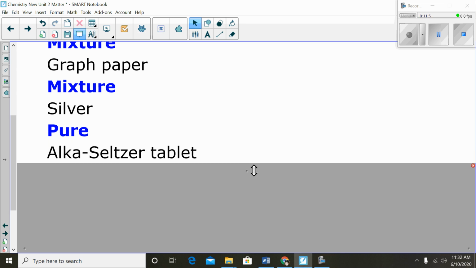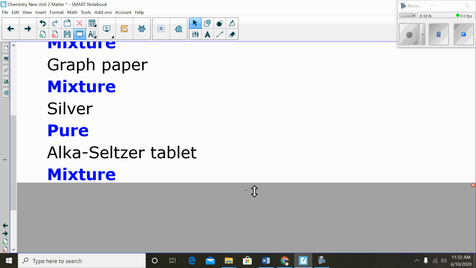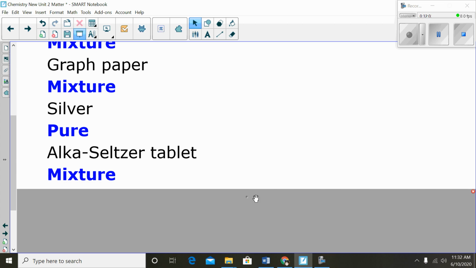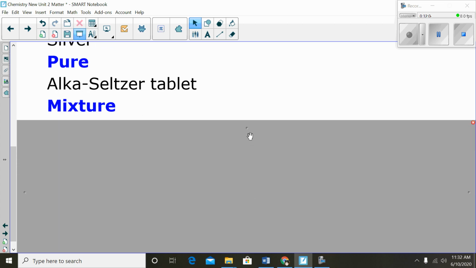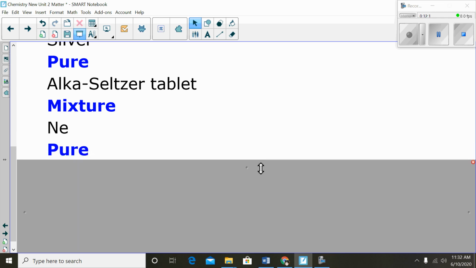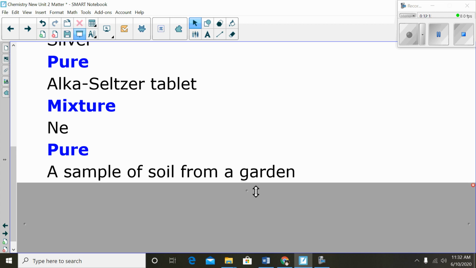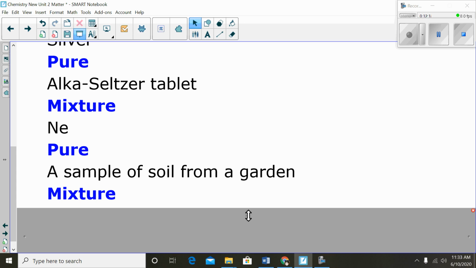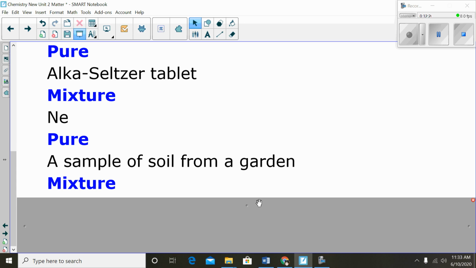How about an Alka-Seltzer tablet, right? That's kind of like medication. I know that maybe looks pure, but you cannot see Alka-Seltzer on the periodic table. That's actually a mixture. There's several things that make up that Alka-Seltzer. Ne is the symbol for neon, so that would be an element, which makes it pure. A sample of soil from a garden, that would be a mixture. You'd have the dirt, you could have bugs in there, maybe you dug up some grass or the plant.